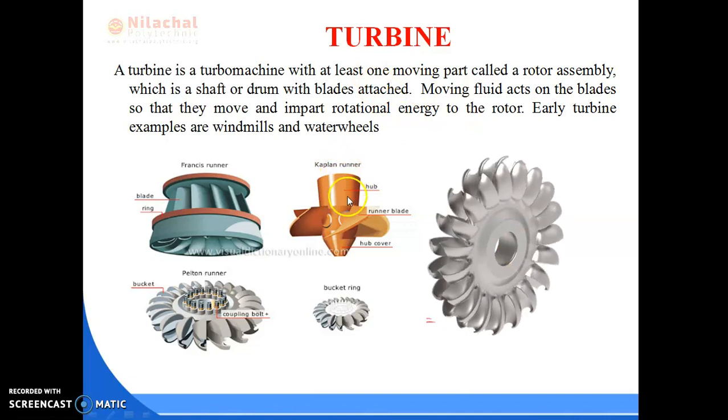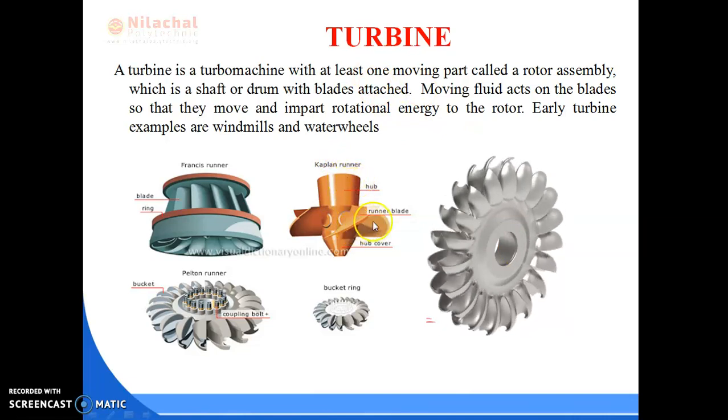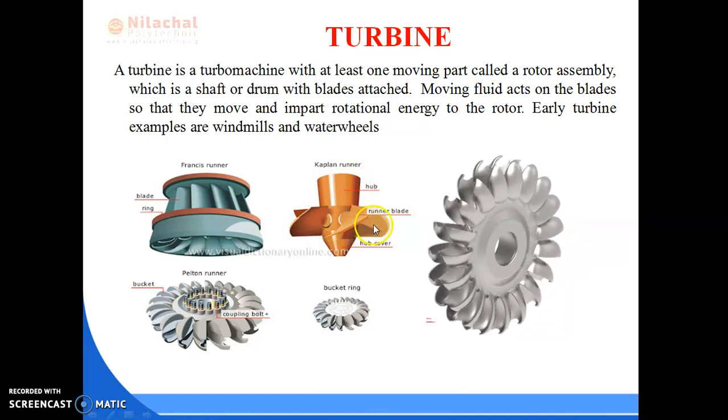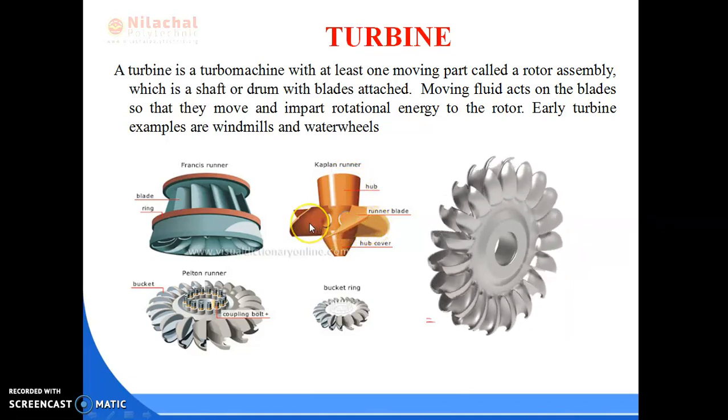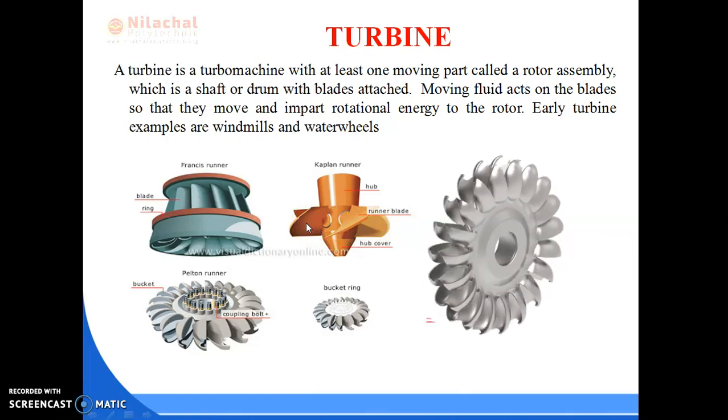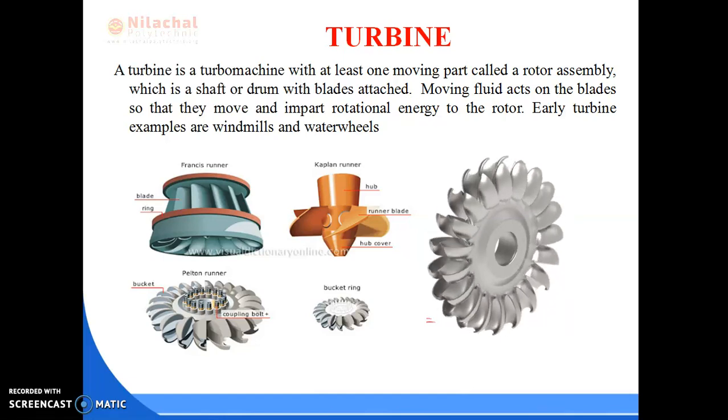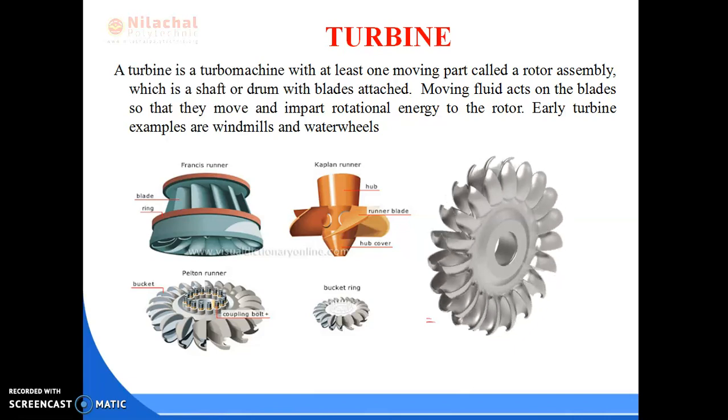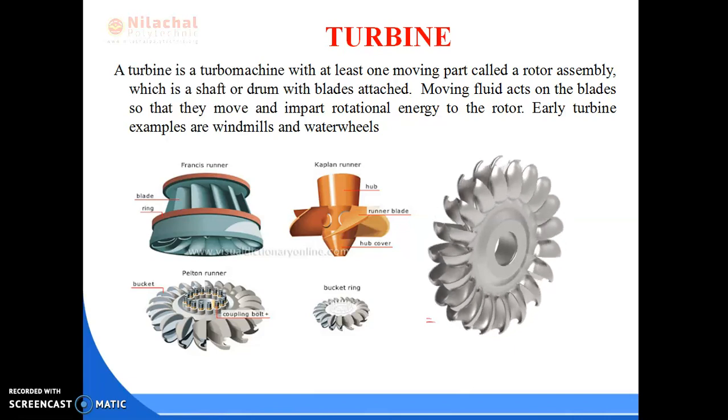In a Kaplan turbine unit, we have a runner, that is your hub. Upon this, the blades are mounted. According to different types of turbine, the blades are of different design. The blades may be curved, may be of hemispherical shape, may be bucket shape. So as we study different types of turbine unit, during that time we'll go for different types of study of blades.